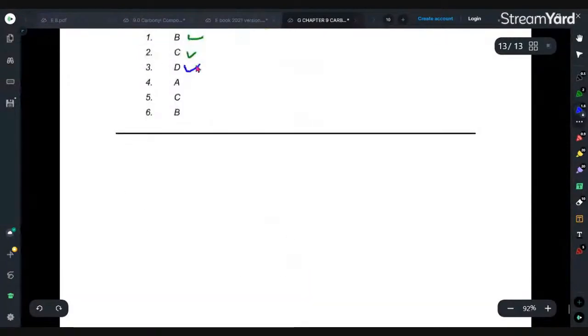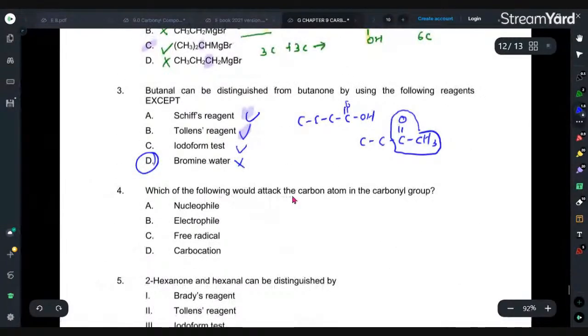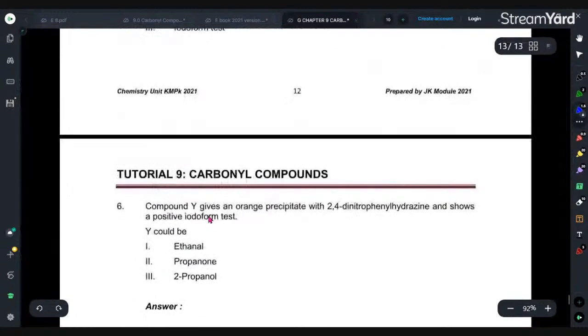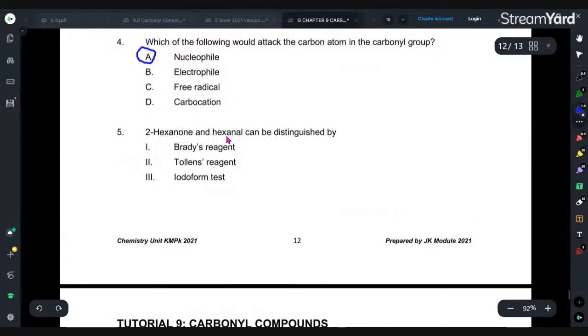So yeah, correct. Okay, which of the following would attack the carbon? Okay, nucleophile lah. Kerana asyik belajar nucleophilic addition. Nucleophilic addition, yeah. Okay, so 2-hexanone and hexanal can be distinguished by, this is ketone, this is aldehyde. Brady tak boleh kerana Brady dua-dua pun akan bagi dia balas. Tollens, yes. Hexanal and hexanone, yes, can. 2-hexanone, there is a methyl group for 2-hexanone. So answer 2 and 3, C.